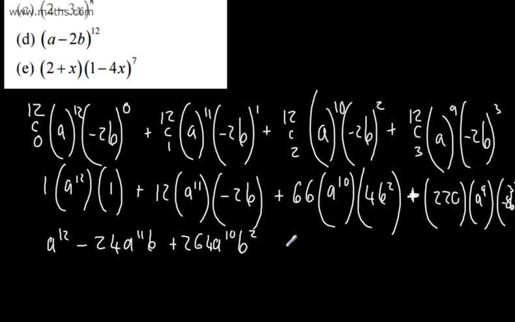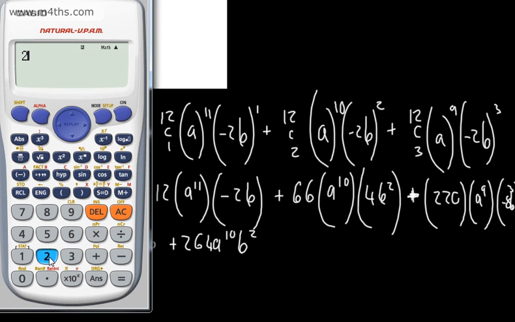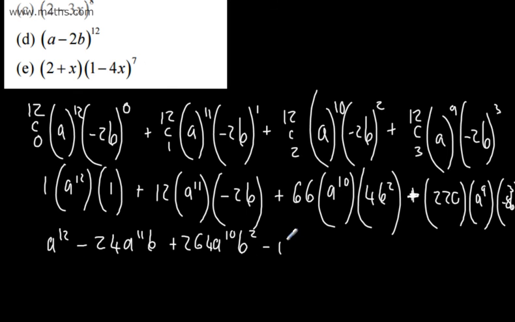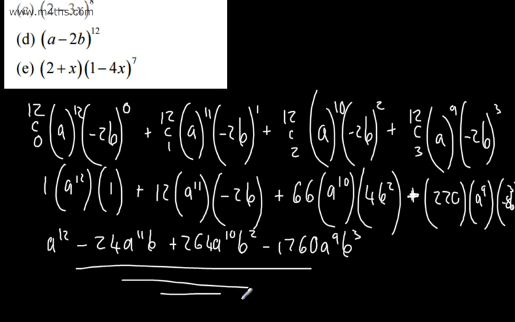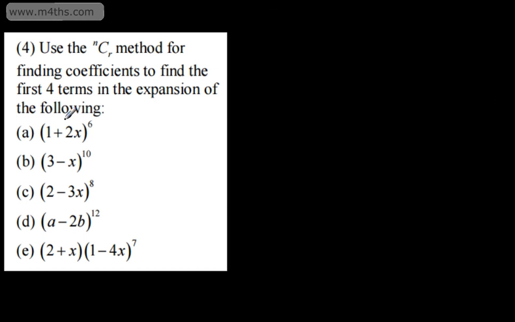And then what have we got here? What's that going to give us? Let's just do it on a calculator. So 220 times by 8, 1760. So negative 1760 a to the 9th b cubed. That looks good. I'm getting quite tired, but hopefully that is correct. Okay, let's end with this one.